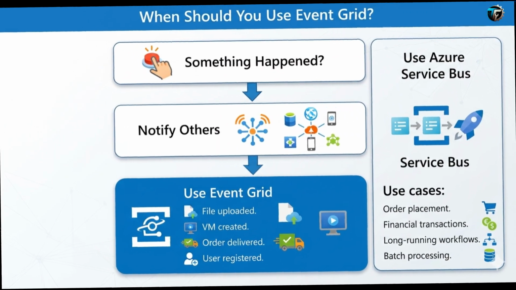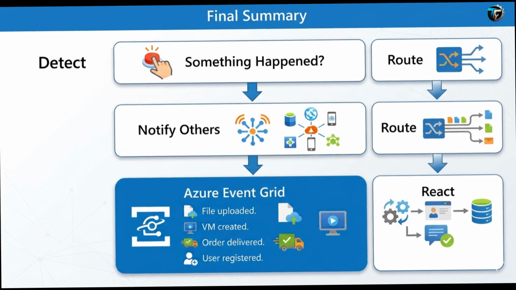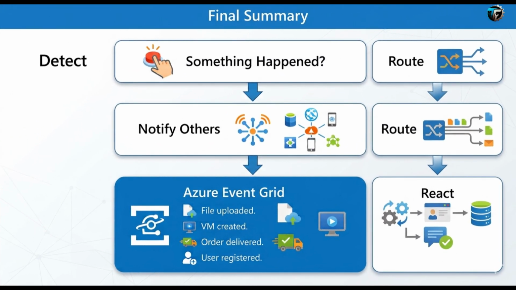Use Azure Event Grid whenever something happens, and other applications simply need to be notified. Think. File uploaded. VM created. Order delivered. User registered. These are perfect Event Grid scenarios. Azure Event Grid is the backbone of event-driven applications. Instead of continuously checking for changes, applications react instantly when events occur. That's why modern cloud architectures rely heavily on Event Grid.